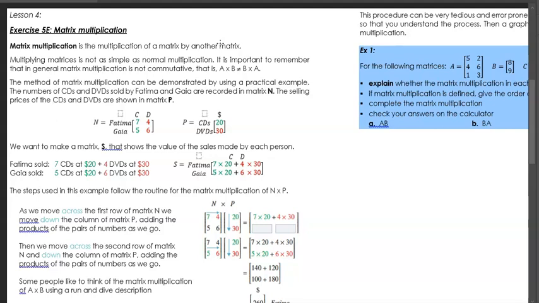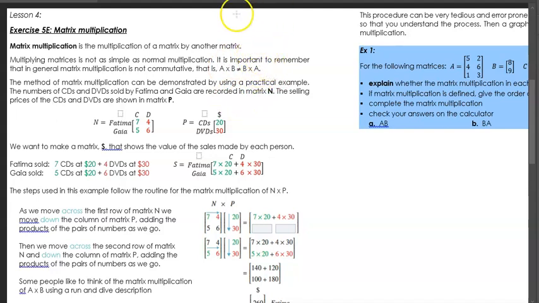So multiplying matrices, it's not a simple multiplication. It's important to remember that in general matrix multiplication, this is a very important rule, it is not commutative. That is, A multiplied by B is not the same as B multiplied by A. In other words, what this is saying is the order in which you multiply matrices together is very important, and it can only be defined in a certain way.